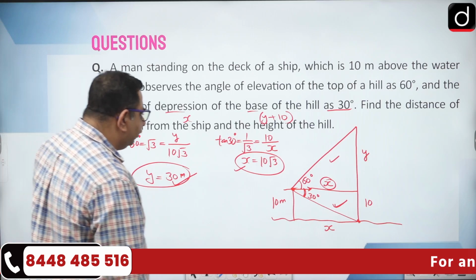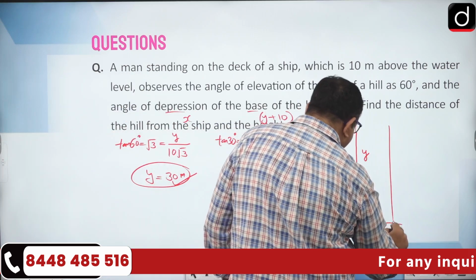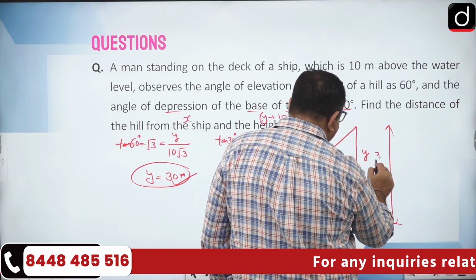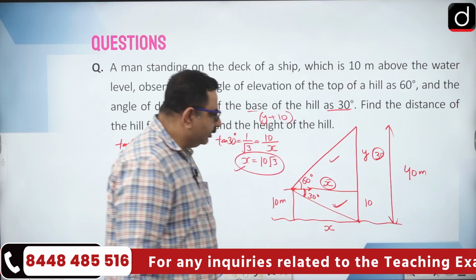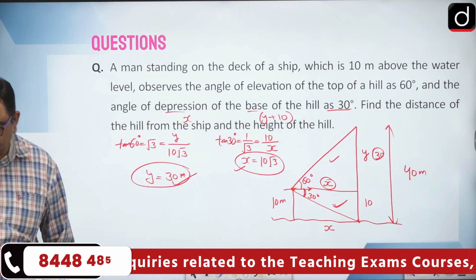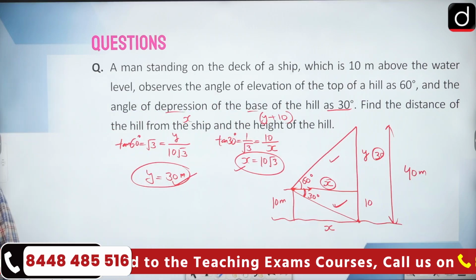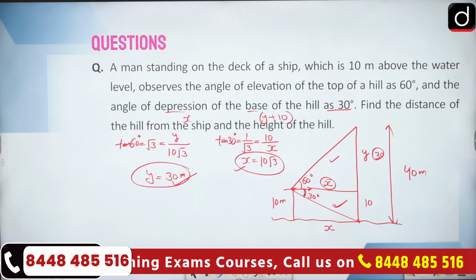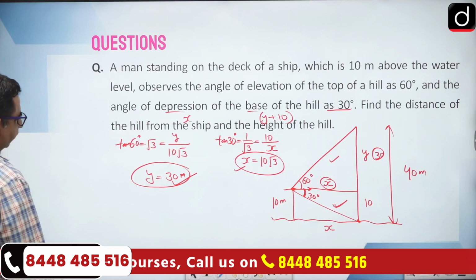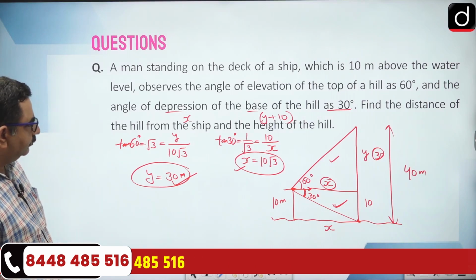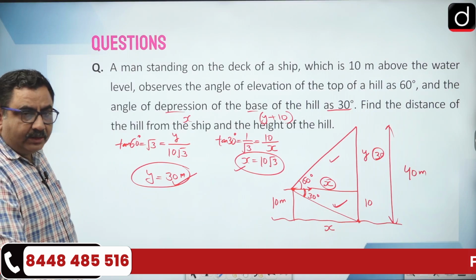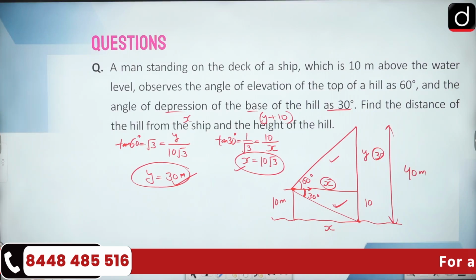So what is the height of the hill? That is 30 plus 10, total 40 meters. Okay, so the height of the hill is 40 meters and the distance of the ship from the hill is 10 root 3 meters. Okay, all right. Let's see the next one.